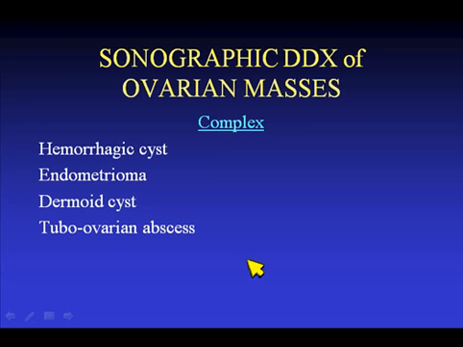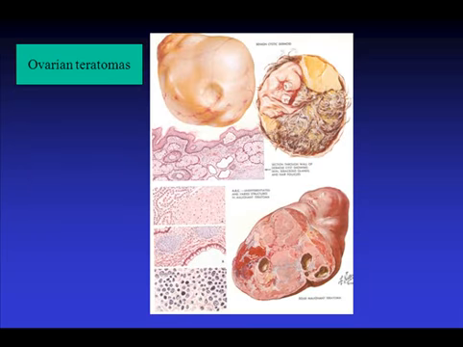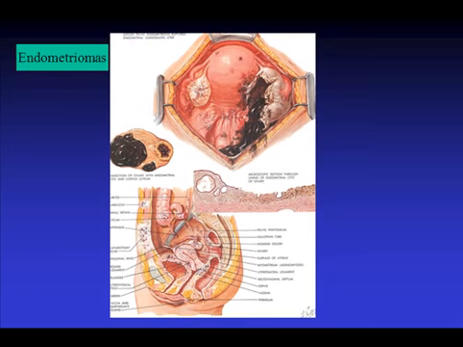Complex lesions are a group that can mimic each other: hemorrhagic cysts, endometriomas, dermoids, tubovarian abscesses. And dermoids can have echogenic areas due to sebum. They can have teeth, calcification, and of course hair follicles. Now, the more solid these are, the more likelihood that they indeed are malignant. As shown on the bottom of this image, this is a malignant teratoma.